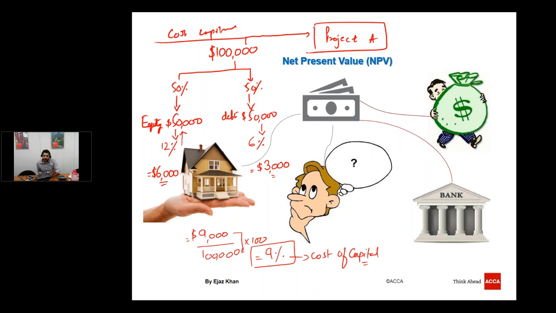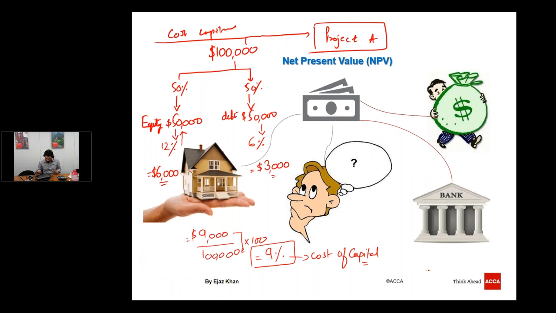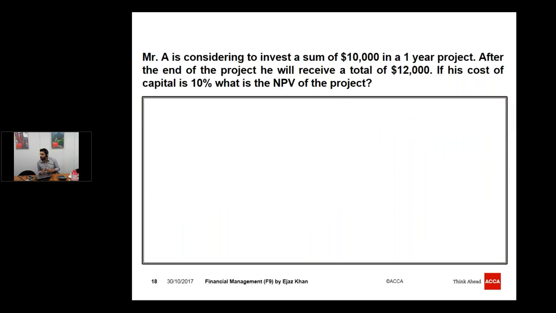So I hope that the basic concept of the cost of capital is now clear. Yes, 9% will be the minimum required return for the company. So let's look at this example.